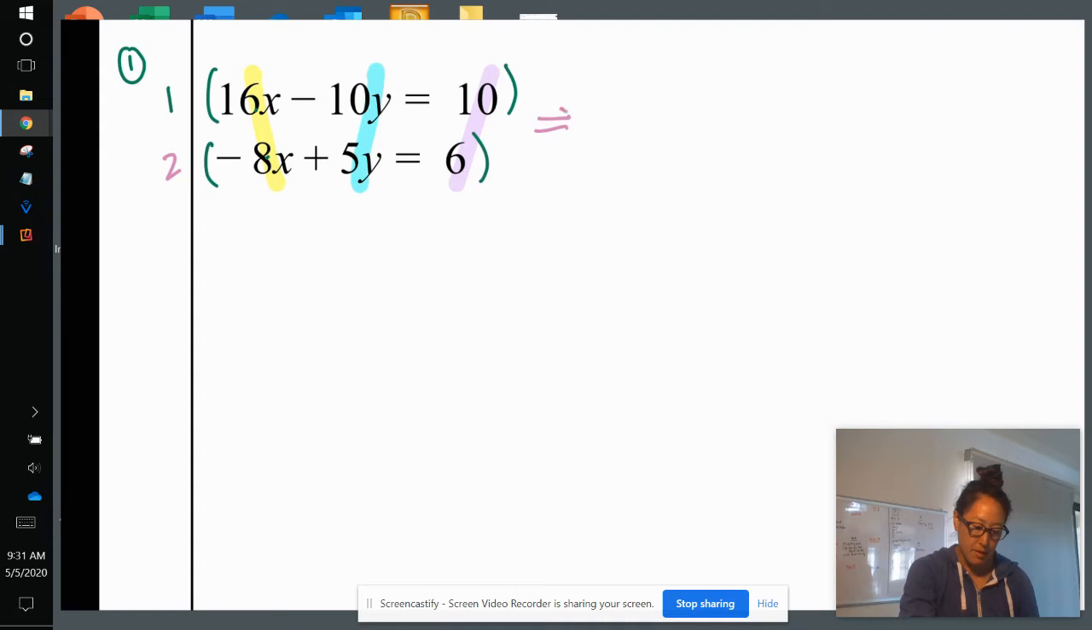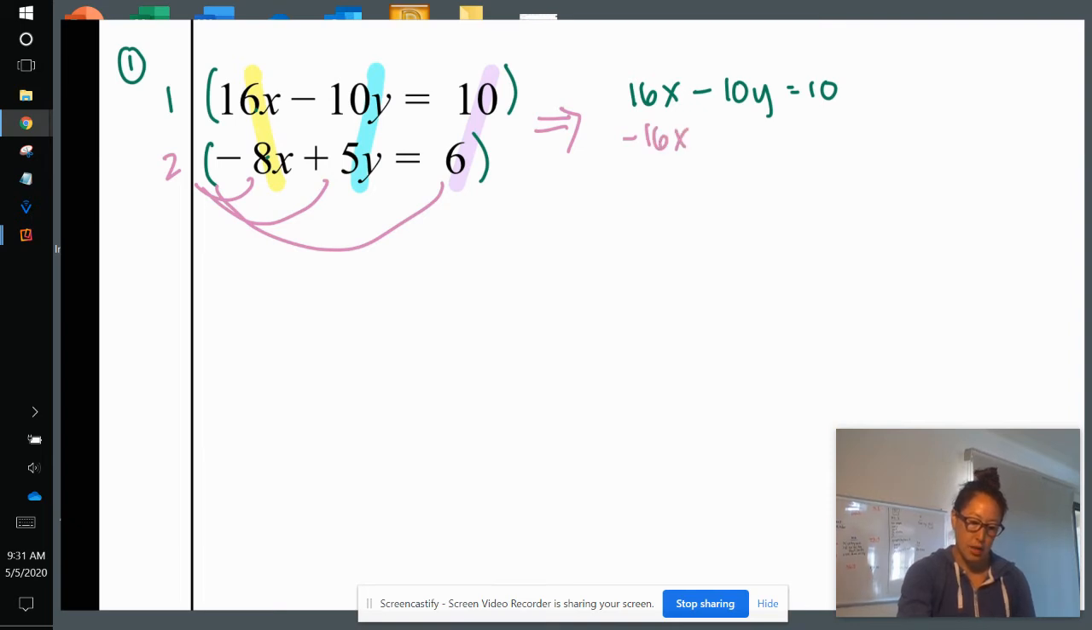Okay. So I get this top stays the same. 16x minus 10y is equal to 10. The bottom, distribute. I get negative 16x. 2 times 5 gives me plus 10y. And then 2 times 6 gives me 12. All right, so that's step number 2, getting our common multipliers.